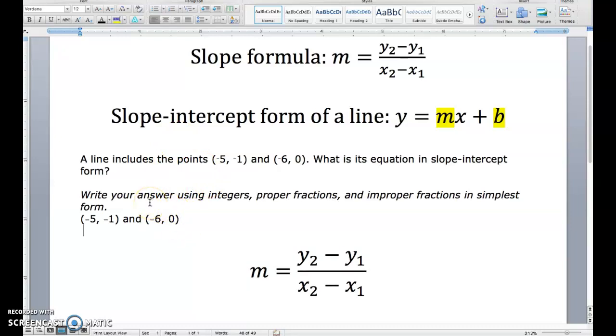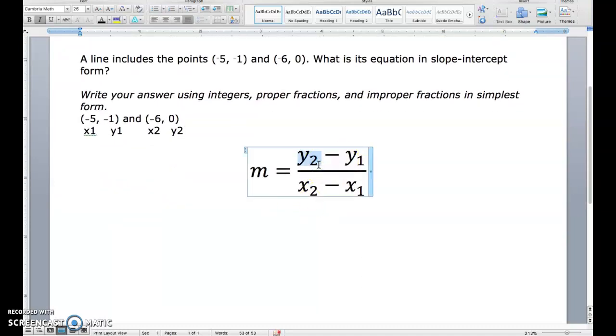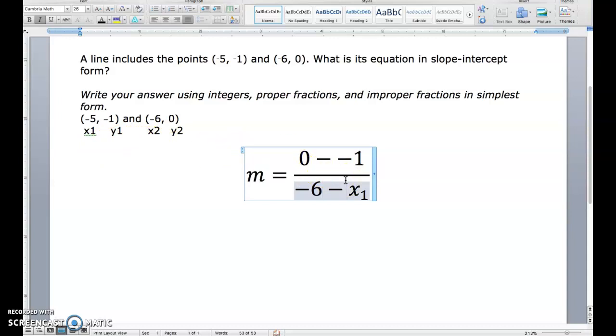So -5 is my first value. That's x1. -1 is my second. That is my first y value, so that's y1. -6 is my second x value, so that's x2. 0 is my second y value, so that's y2. So y2 is 0. y1 is -1. There, so 0 minus -1. x2 is -6. x1 is -5.